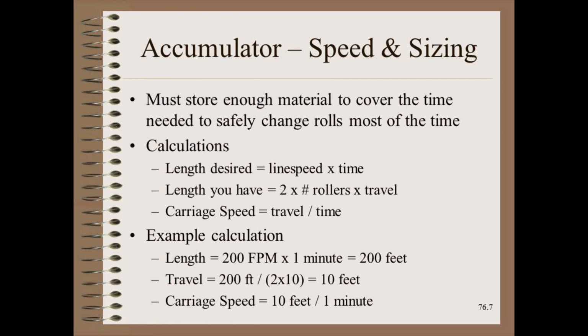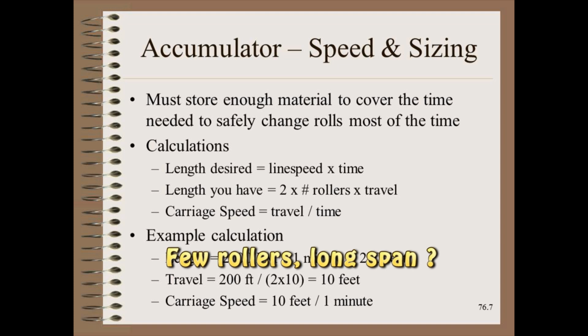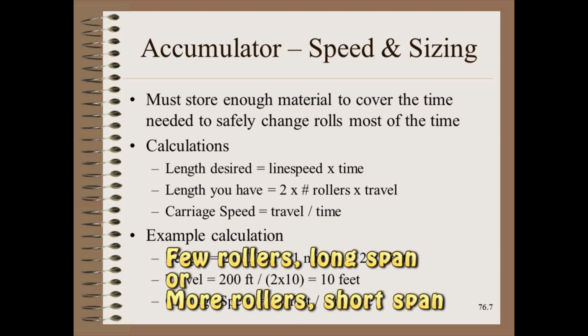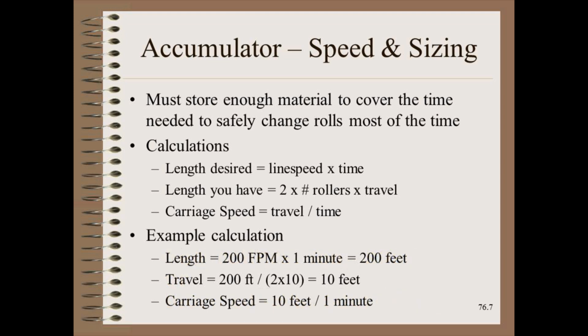Sizing an accumulator is by far the most straightforward of any overspeed application in web handling. You first need to determine how much time you need for roll change. Next, you need to size the accumulator storage. Here it is a matter of deciding whether you want only a few rollers with a long span, which may be cheaper but more wrinkle prone and may not fit under some ceilings, or more rollers with a short span, which have more maintenance. Simple sizing does not imply simple or trouble-free mechanics, however.